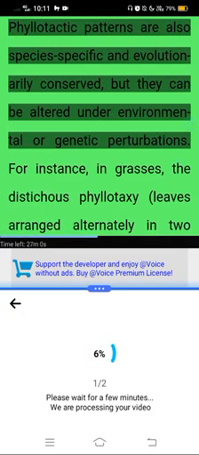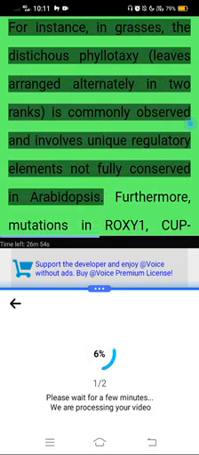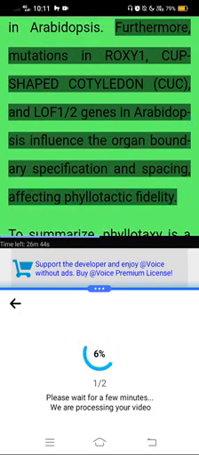Phyllotactic patterns are also species-specific and evolutionarily conserved, but they can be altered under environmental perturbations. For instance, in grasses, distichous phyllotaxy, leaves arranged alternately in 2 ranks, is commonly observed and involves unique regulatory elements not fully conserved in Arabidopsis. Furthermore, mutations in ROXY1, CUP-SHAPED COTYLEDON (CUC), and LOF1 genes in Arabidopsis influence the organ boundary specification and spacing, affecting phyllotactic fidelity.